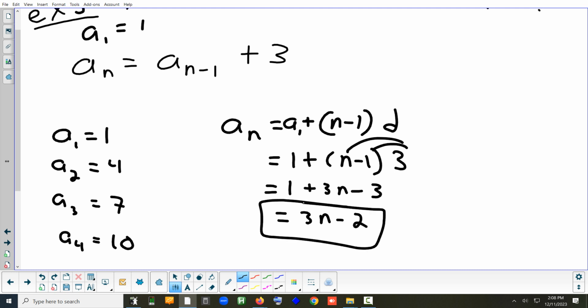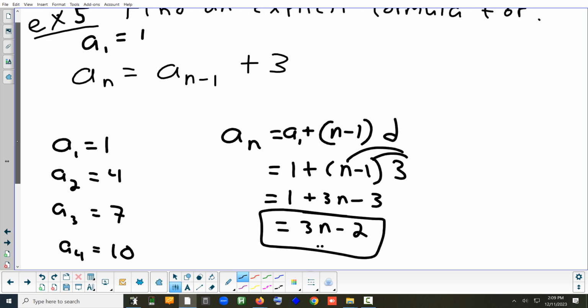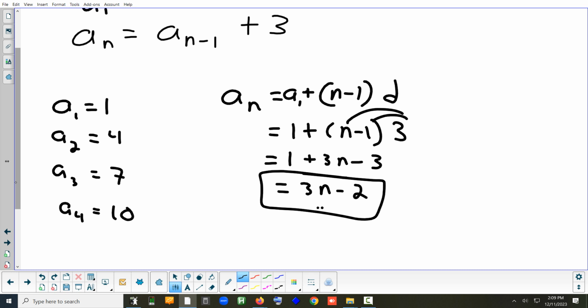So if we did it right, that should be the formula. Triple the position and minus 2. Okay. Let's try it for 4. If you triple 4, you get 12, and minus 2. Perfect. Triple 3. 9. And then minus 2. 7. Yep. So that's the formula, 3n minus 2. Okay. Any question on it?